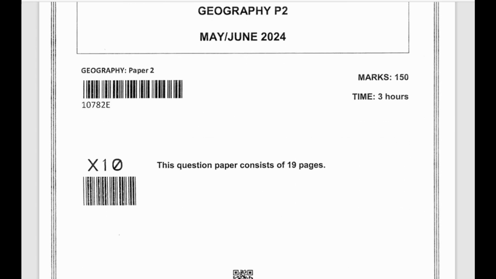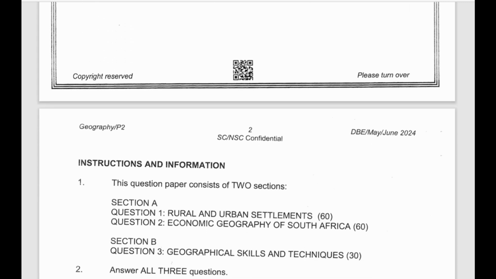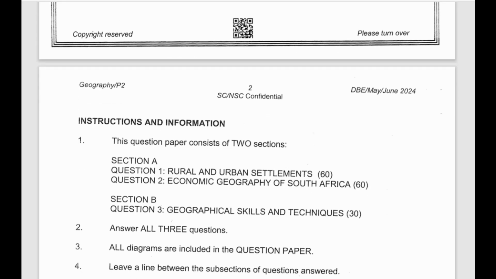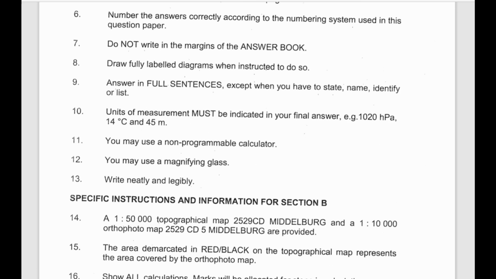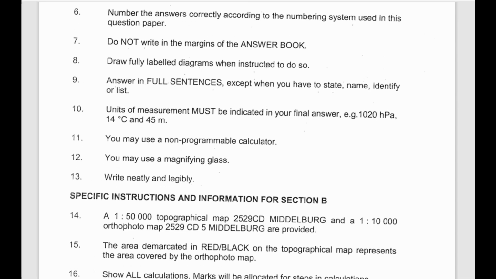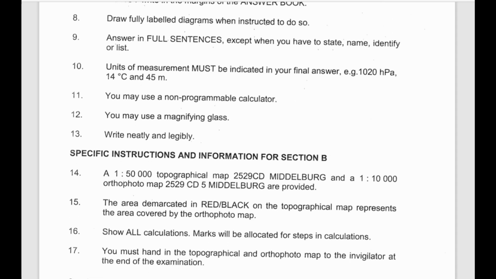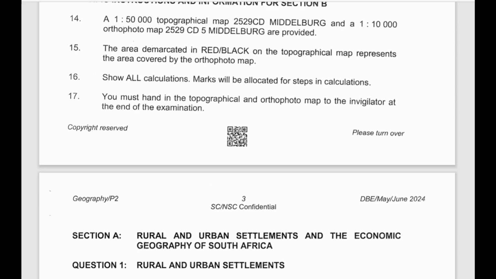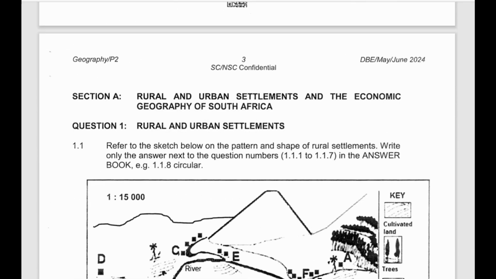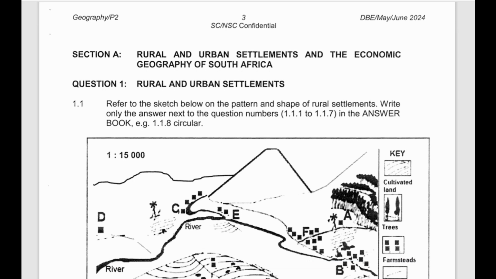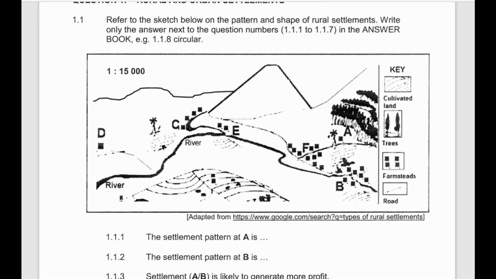Right, we are going to look at the two sections that make up the theory part of our paper, which is question number 1 and question number 2. First, rural and urban settlements is the first question, and economic geography of South Africa is the second option. As usual, the structure of our final paper is 60 marks for each of the two theory questions. Then we have geographical skills and map work, which constitutes 30 marks, to make a total of 150.